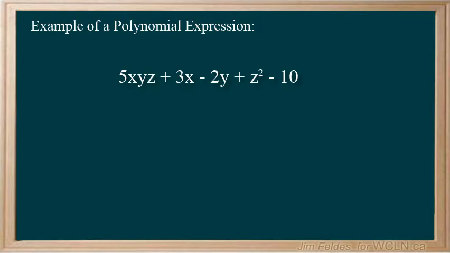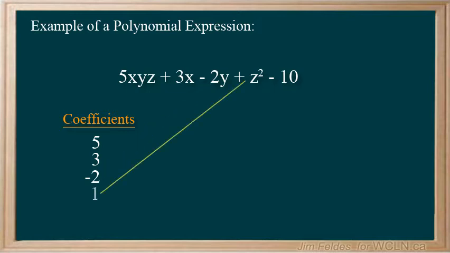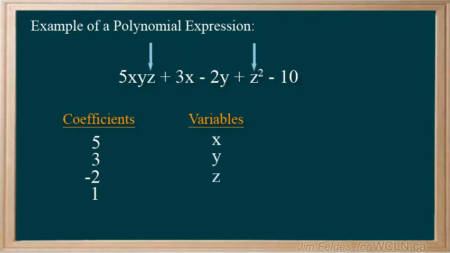Next, let's identify the parts of each term, starting with the coefficients. Remember that coefficients are the numbers multiplied by some variables. We see a 5 in the first term, a 3, a -2, and then we have the invisible 1 with the z squared. Next, what are the variables involved in our expression? We see an x, a y, and a z. So our variables are x, y, and z.